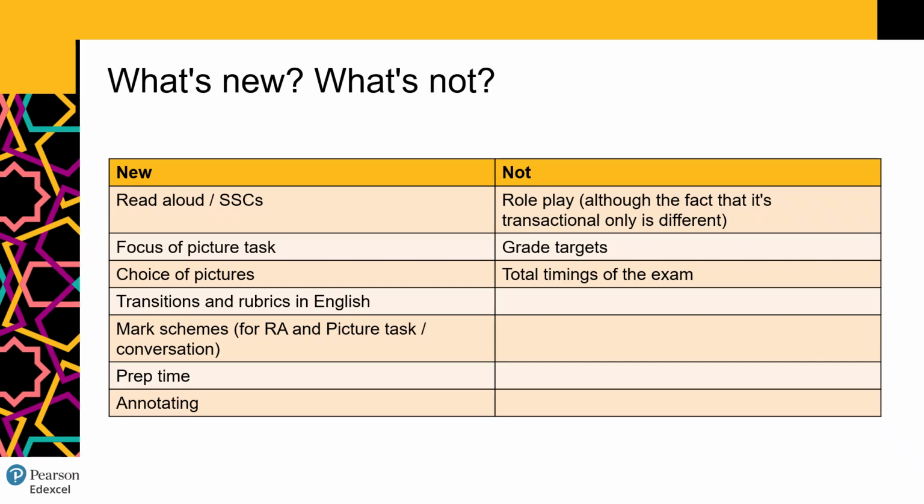The picture task is based on a thematic context chosen in advance by the student and a choice of 2 pictures. We'll look at this in more detail later. Mark schemes are dealt with in more detail too on a later slide, as is the preparation time, with the additional 1 minute in the exam room for the read aloud. Annotating refers to students being allowed to write on the read aloud card during their preparation time. Please note that by grade targets, we mean that foundation tier is still grades 1 to 5 and higher tier is grades 4 to 9.